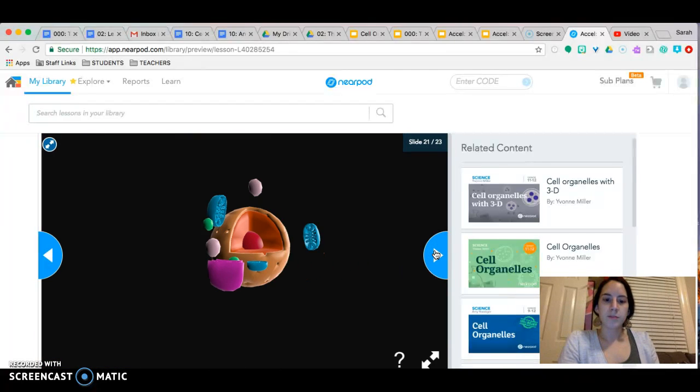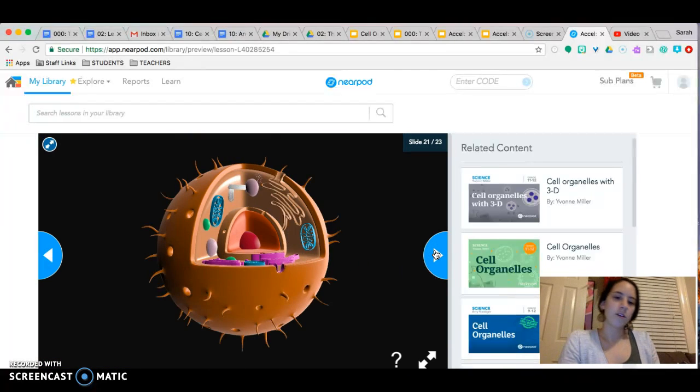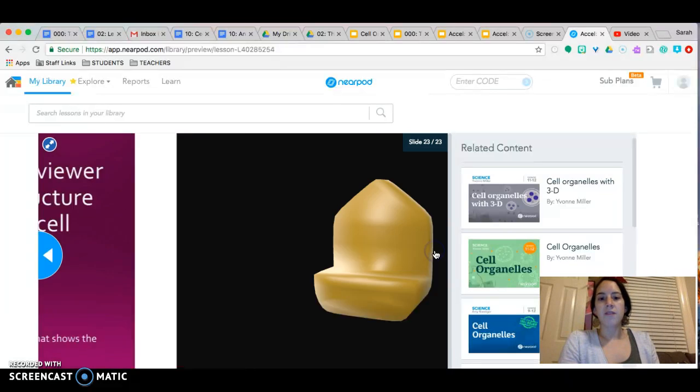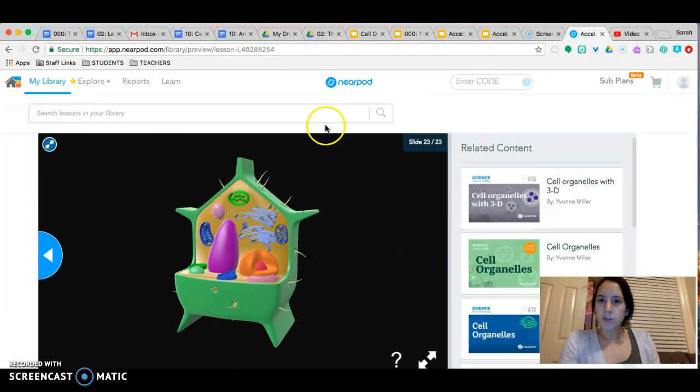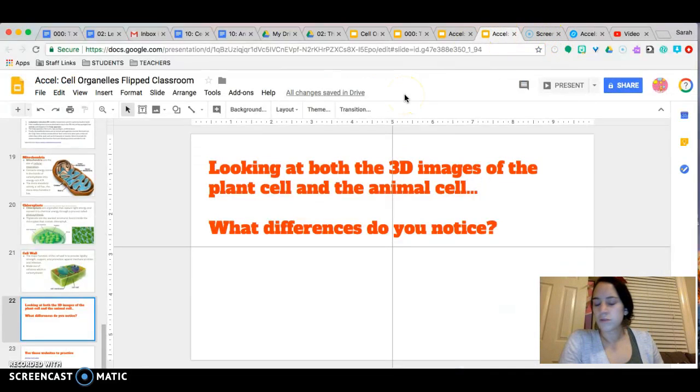So here we have an animal cell. I want you to look around at it, look at different things. And then we have the plant cell. Go ahead and look at both of those. Just look at some differences, see if you notice anything.